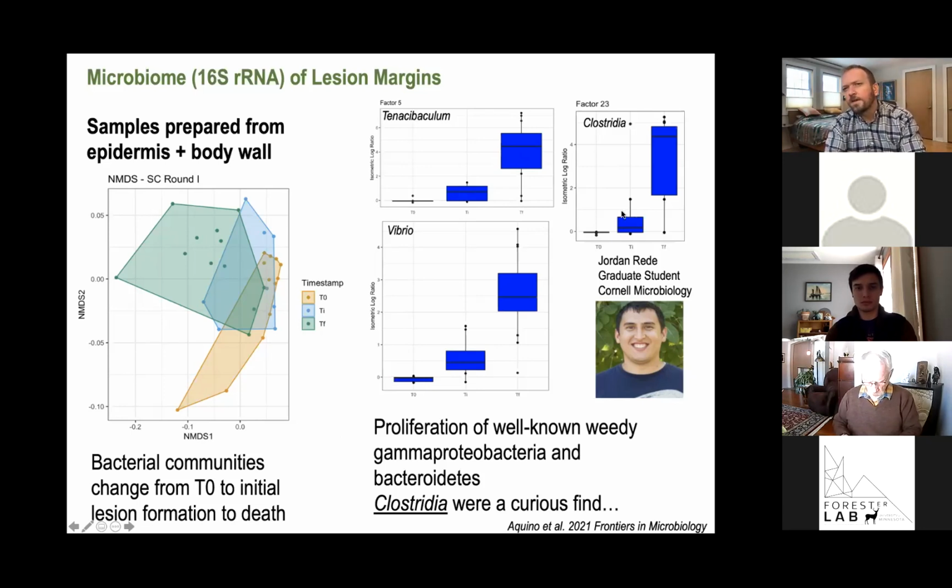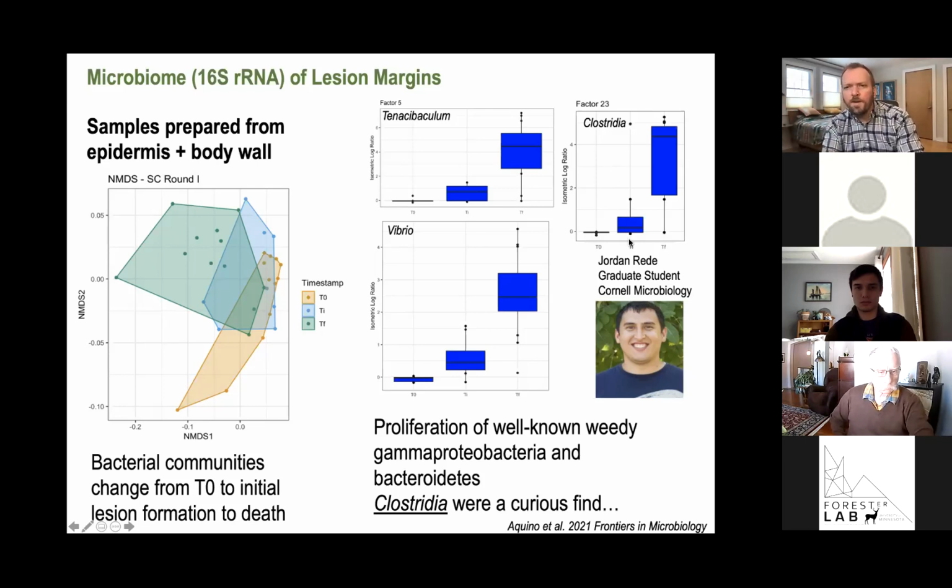This particularly, Clostridia, attracted our attention because these bacteria, Tenacibaculum and Vibrio, although they're copiotrophic, are capable of a wide variety of metabolism as far as oxygen goes. They are both aerobes and facultative anaerobes. Clostridia, on the other hand, are obligate anaerobes. All right. And so the fact that we had anaerobic bacteria on their surface piqued our interest. That was kind of our aha moment with this disease.